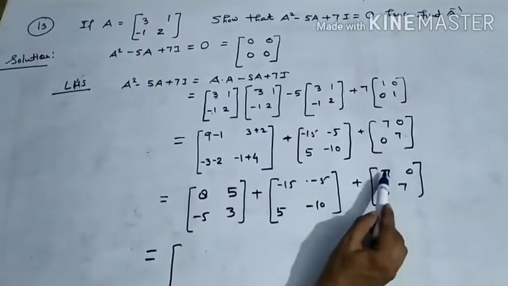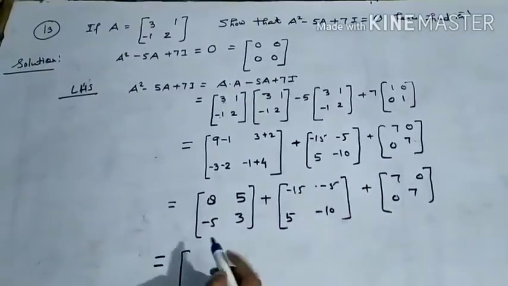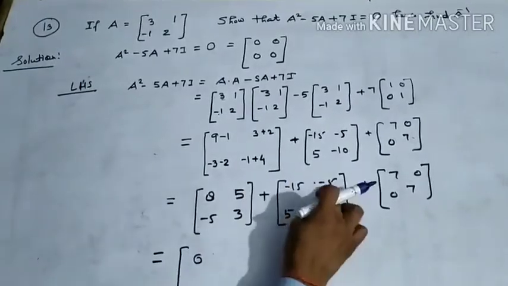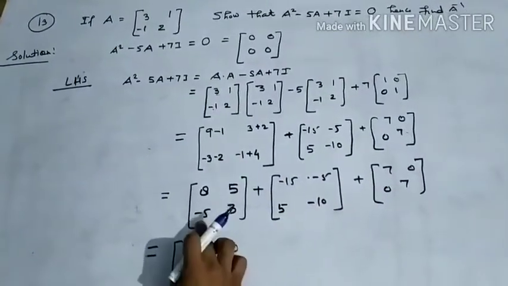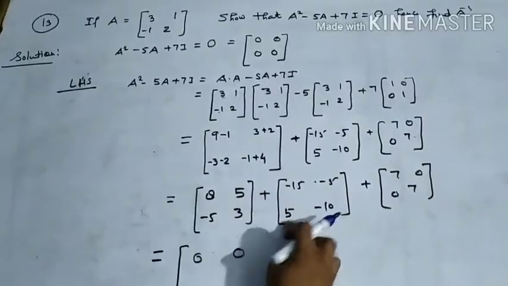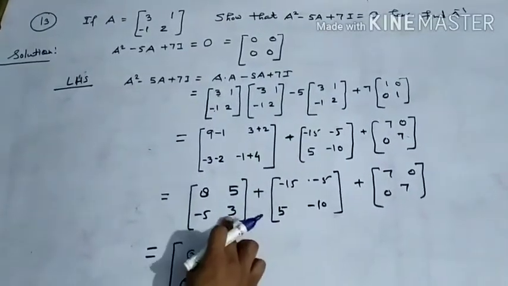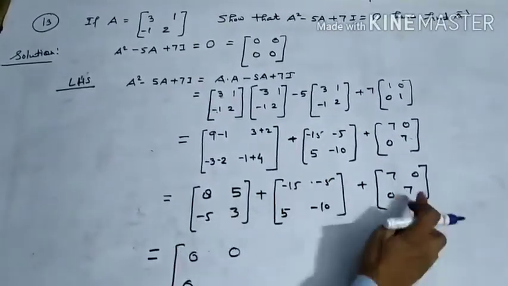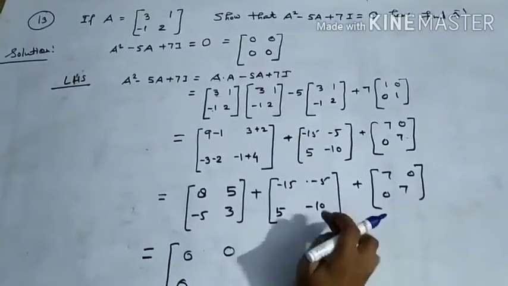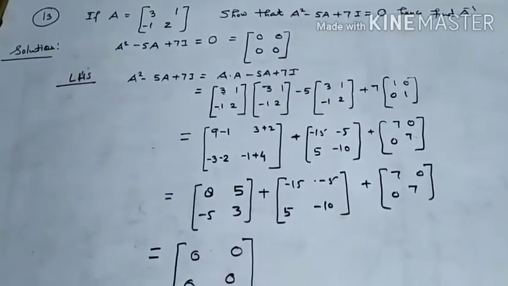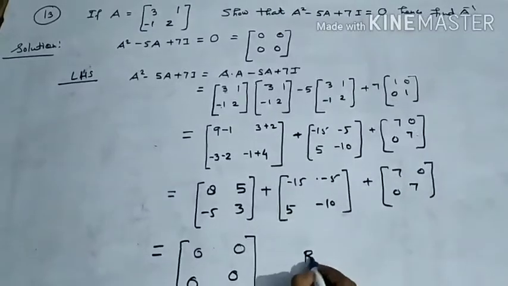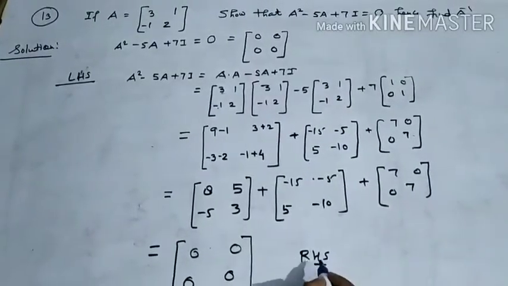8, and then here 7 plus 15 minus 15, this is 0. Here 5 minus 5, 0 means again 0. This is 5, minus 5 plus 5, 0 means 0. 7, 3, and here 7 means 10, minus 10, this is 0. So this is the 0 matrix, and it is the RHS. So this is the proof.